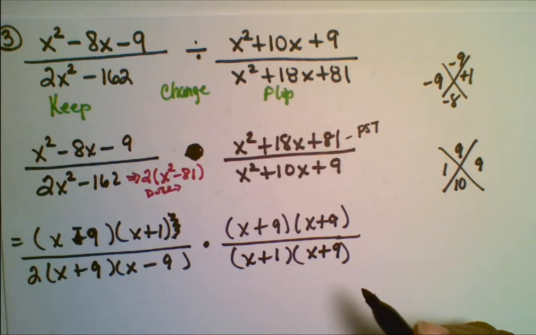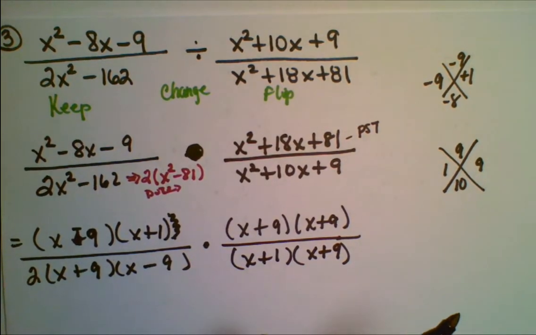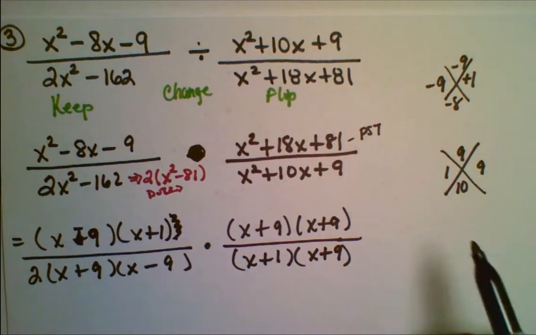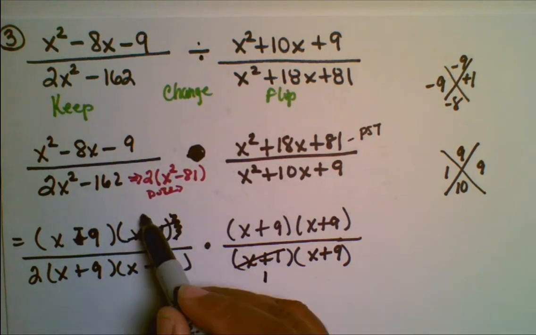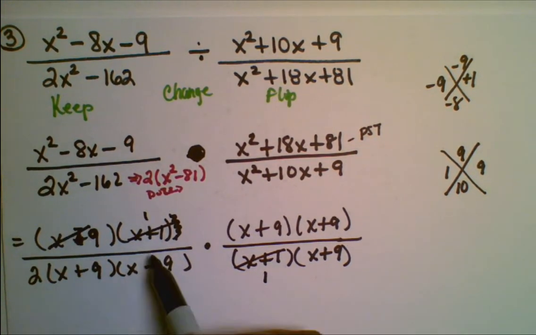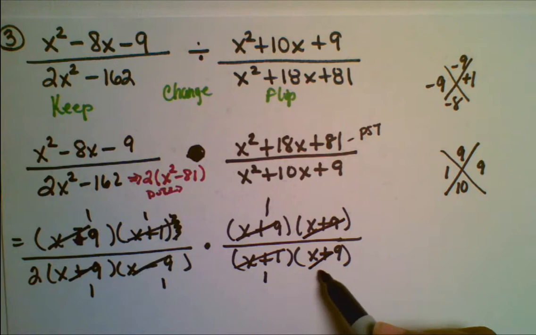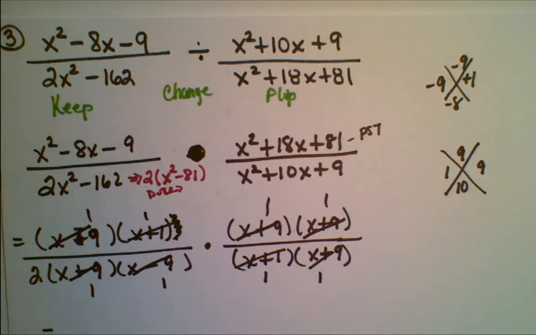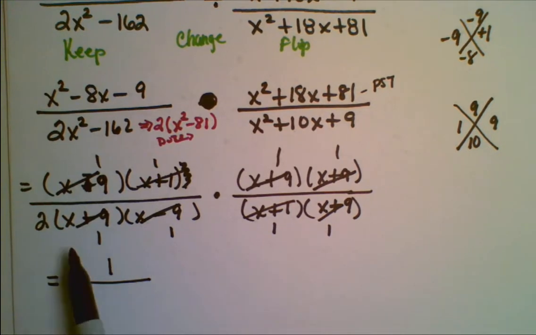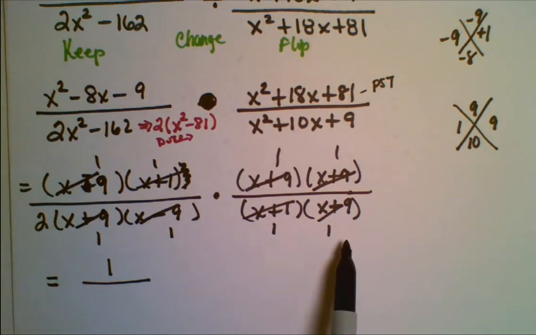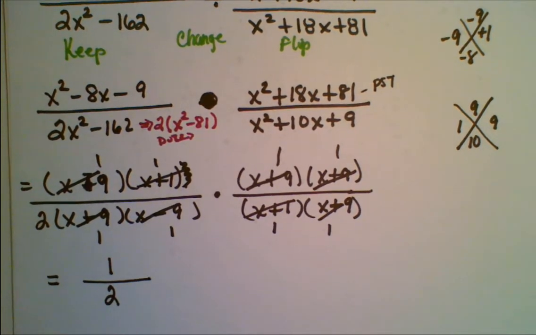Now let's cancel. Reduce. Cancel all pairs of factors common to the numerators and denominators. So we can cross out the x plus 1s. What else? X minus 9, the x plus 9, and another set of x plus 9s. So what we have remaining in the numerator, everything is crossed out, so it's understood to be a 1. And then in our denominator, we have a 2 times all of the ones, which would give us 2. So our solution will be 1/2.